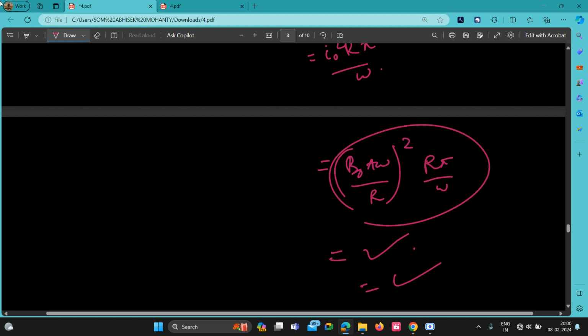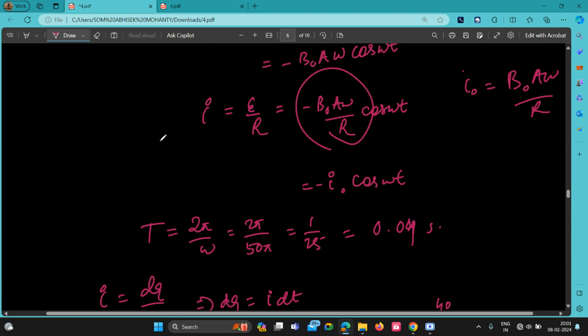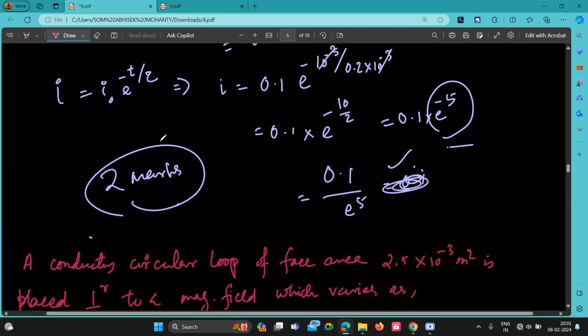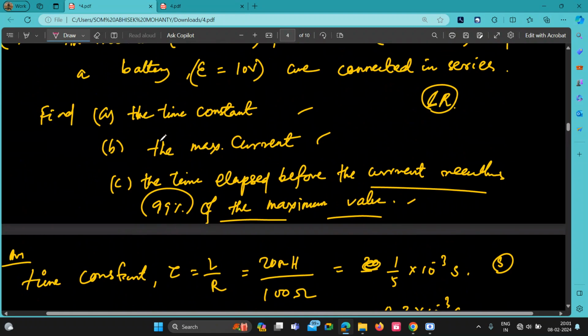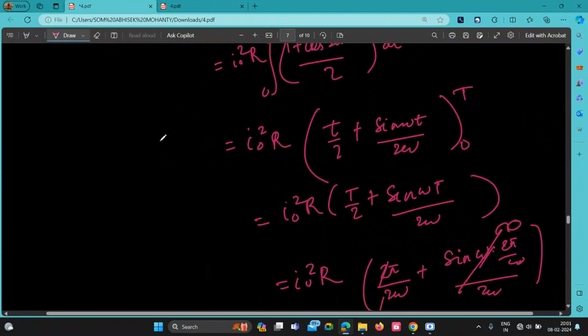If you put all the values, you will get the answer as 1.25 into 10 to the minus 5 joule. Okay. Please check.